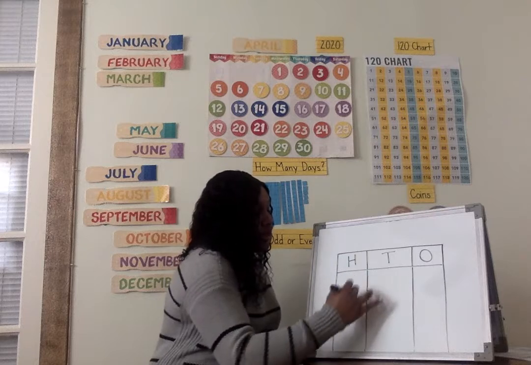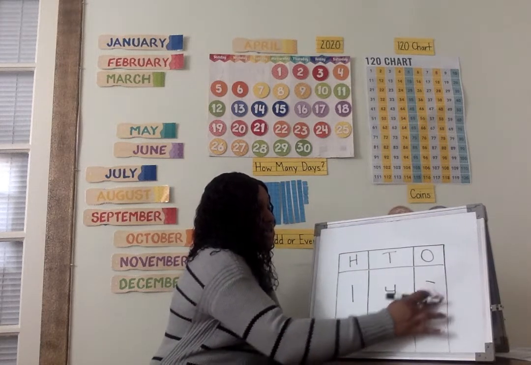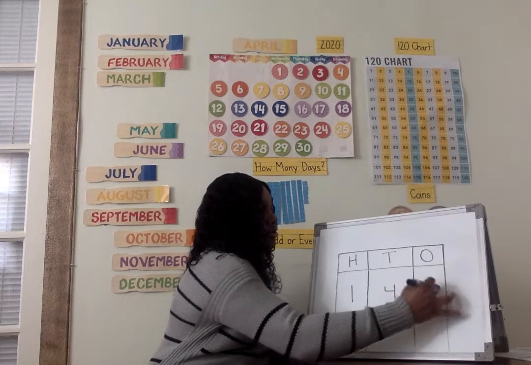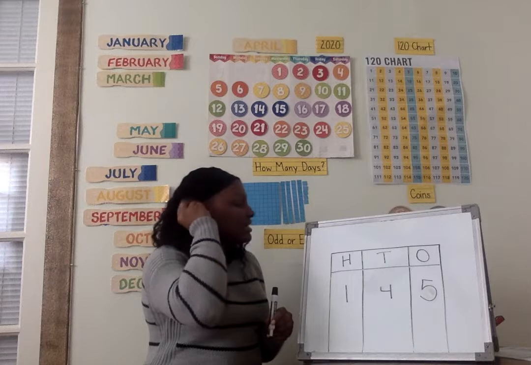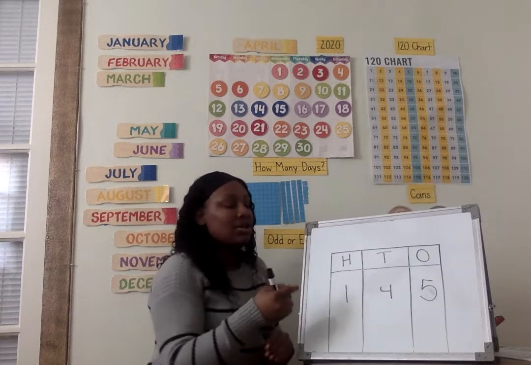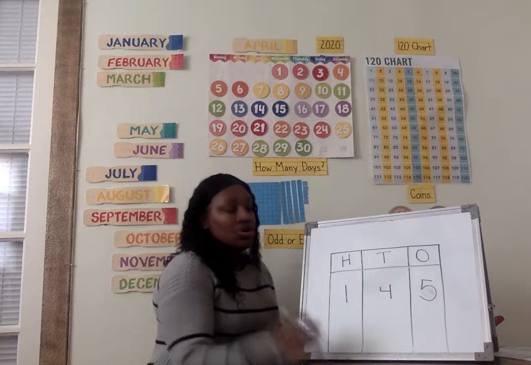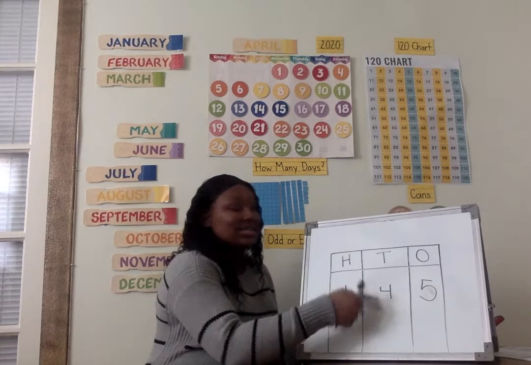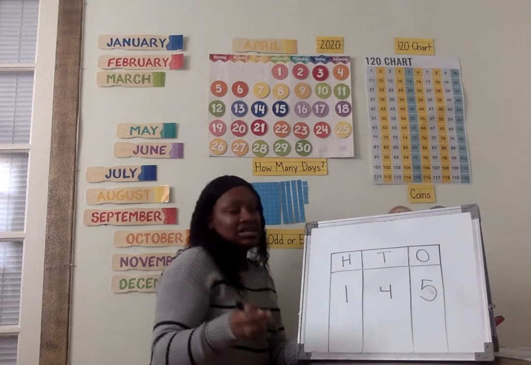We've been in school 145 days. I can make that 5 look a little bit neater. In the number 145, how many tens do we have? That's right. There are 4 tens in the number 145 because there's a 4 in the tens place.